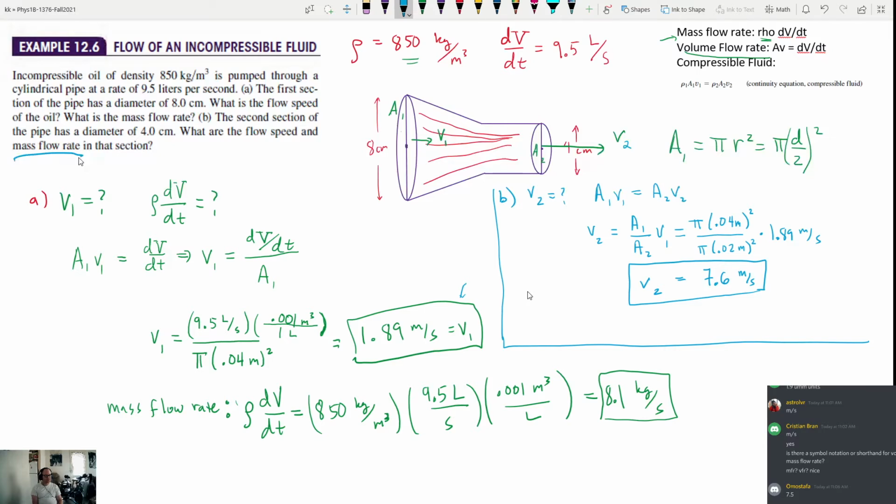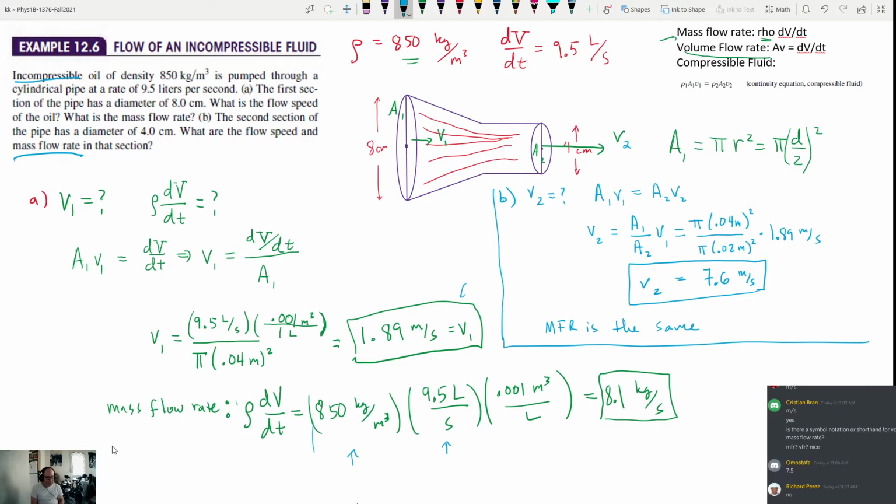Is that going to change? No, it's not, because look what we did to calculate it. We took the oil's density, we took the volume flow rate. The volume flow rate is constant, right? The volume flow rate's the same in both places. So yeah, the mass flow rate (MFR) is the same because it's constant, because we're talking about an incompressible fluid. And if it's not compressible, then the density is not going to change.